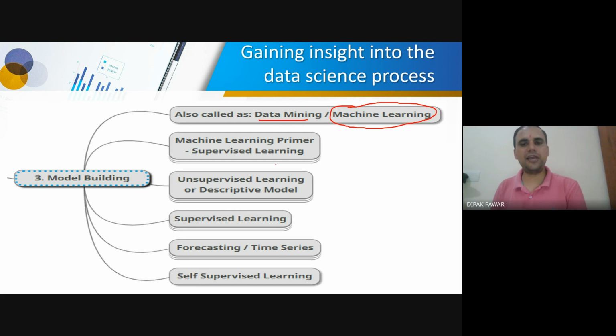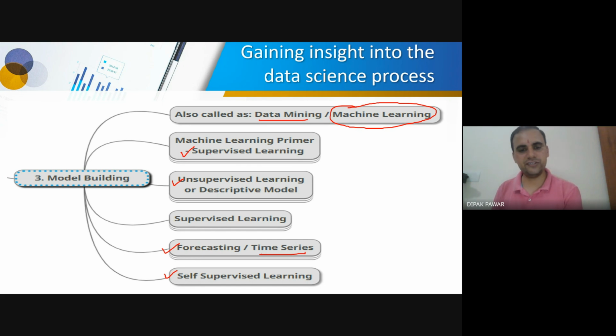In this case, we have different algorithms. Here we have supervised learning algorithms and unsupervised learning algorithms. In some cases we have self-supervised learning, which is also called reinforcement learning. In some cases we are also dealing with forecasting, for example of the weather, where we are generally dealing with time series data.